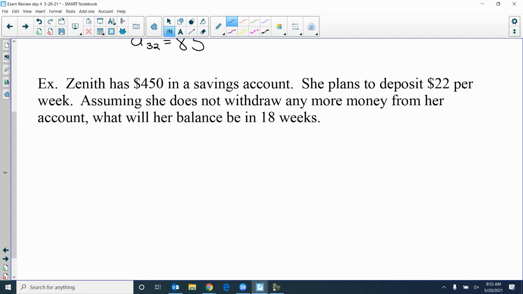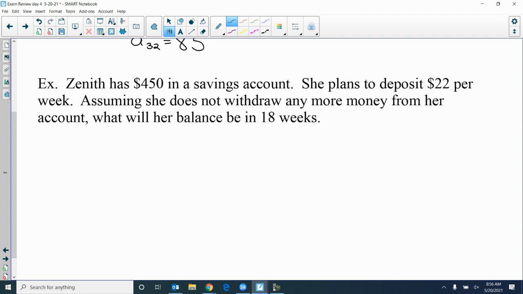All right, let's take a look at the next one. Zenith has 450 in her savings account. She plans to deposit 22 per week. Assuming she does not withdraw any more money from her account, what will be her balance in 18 weeks? Is this exponential growth or decay? It's not decay. This is an arithmetic sequence. It is going up $22 every time.